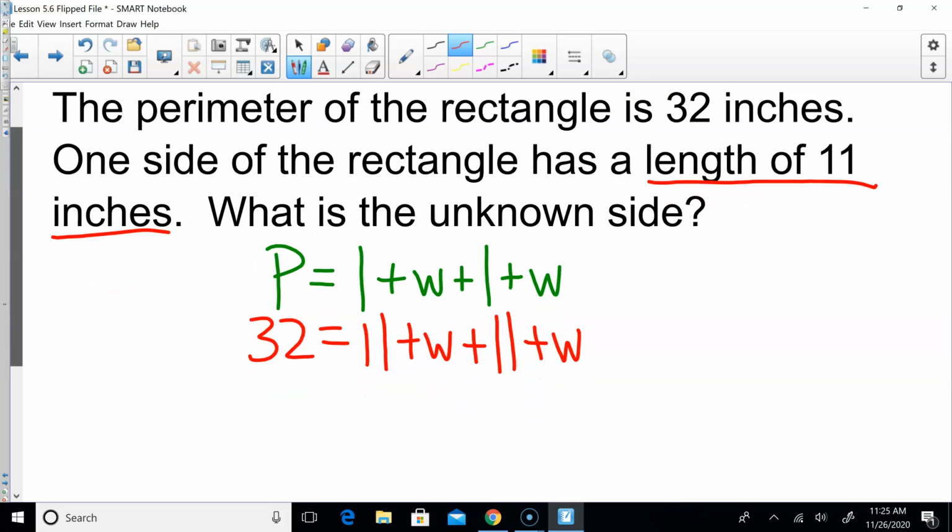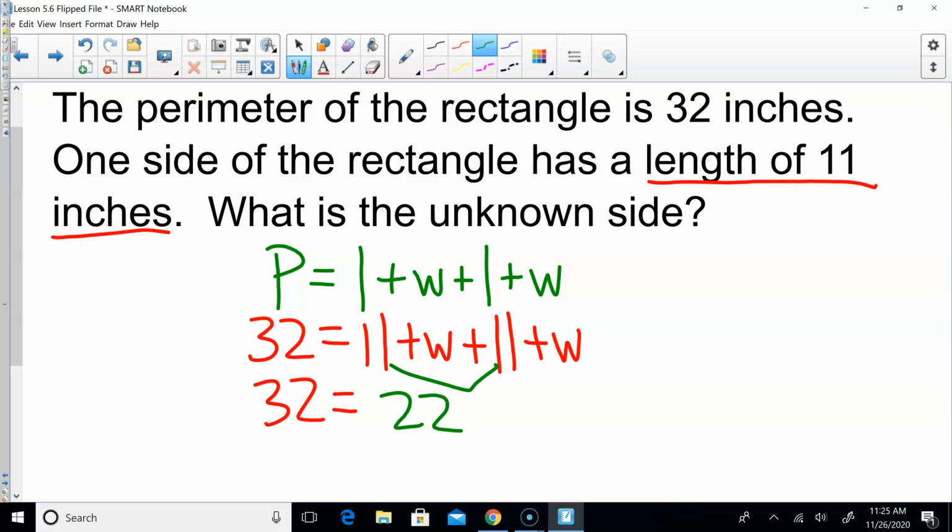So now let's make that next step. Let's put our like terms together. So we have 32 equals, I'm going to add my two 11s right here to get 22. I'm going to add my two W's, which we learned from chapter 4 we can add together, plus 2W. So I still can't solve it. I can't figure out what that W means.